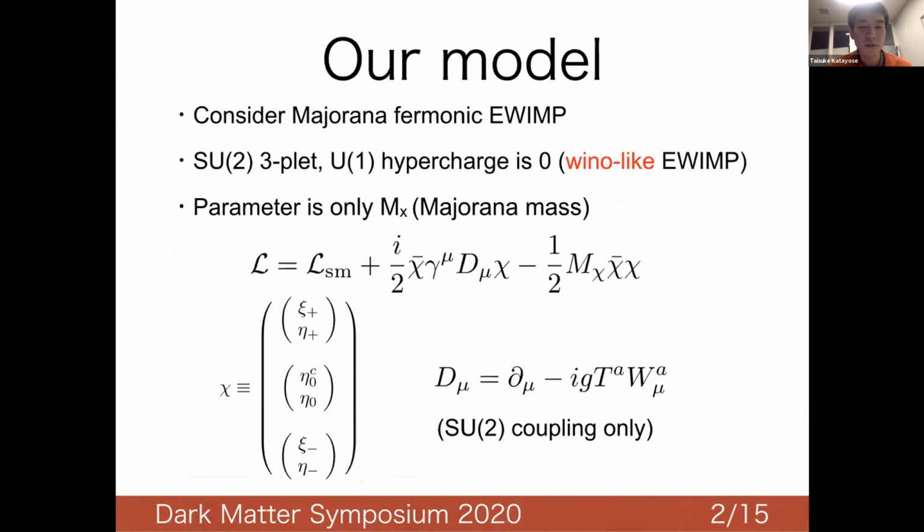And this is our model. We consider the Majorana fermionic EWIMP, an SU(2) triplet, in the case where the U(1) hypercharge is zero. That is the Wino-like EWIMP. And this is the Lagrangian for our model. The Lagrangian is the standard model Lagrangian plus the dark matter kinetic term plus the dark matter mass term. And here, the only parameter is the dark matter mass. The dark matter is a triplet under SU(2) and only couples with the SU(2) gauge boson through this gauge kinetic term.